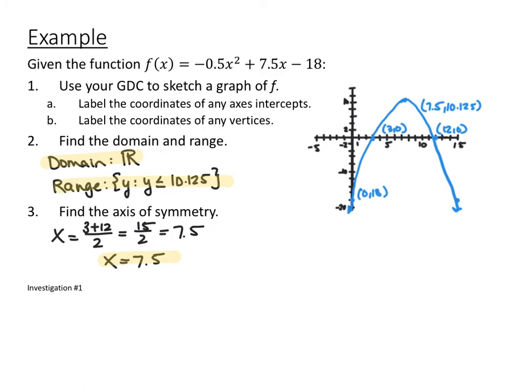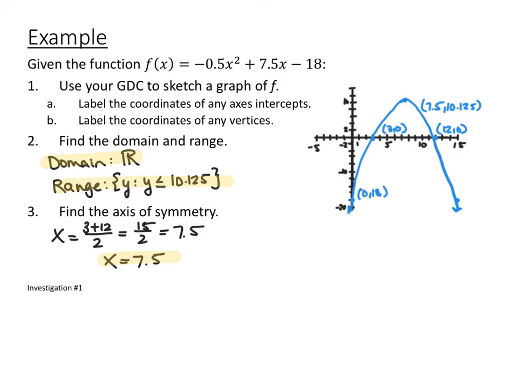So I graphed this on my graphing calculator and I just copied this sketch over. So I found that it had a y-intercept at 0, negative 18. It had x-intercepts at 3, 0 and 12, 0, and it had a vertex at 7.5, 10.125. And I found all those just by using the intersect or the zero function on the graphing calculator and the maximum function on the graphing calculator.